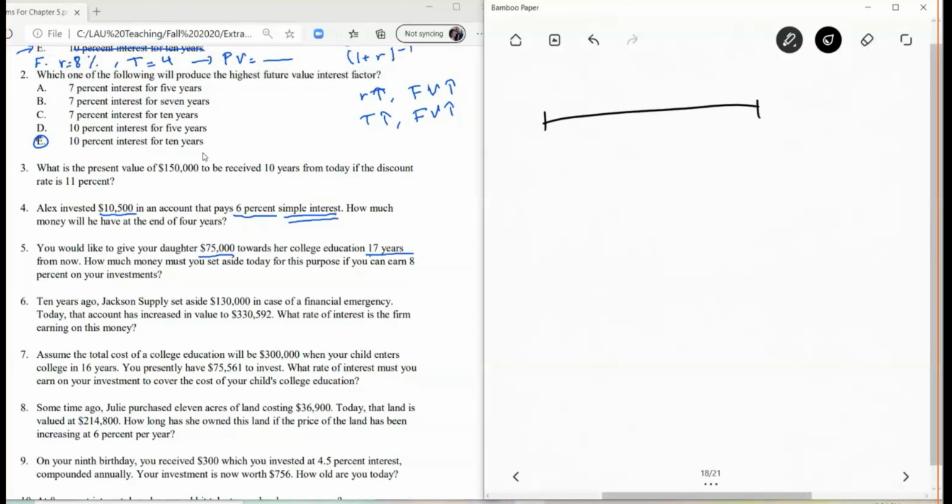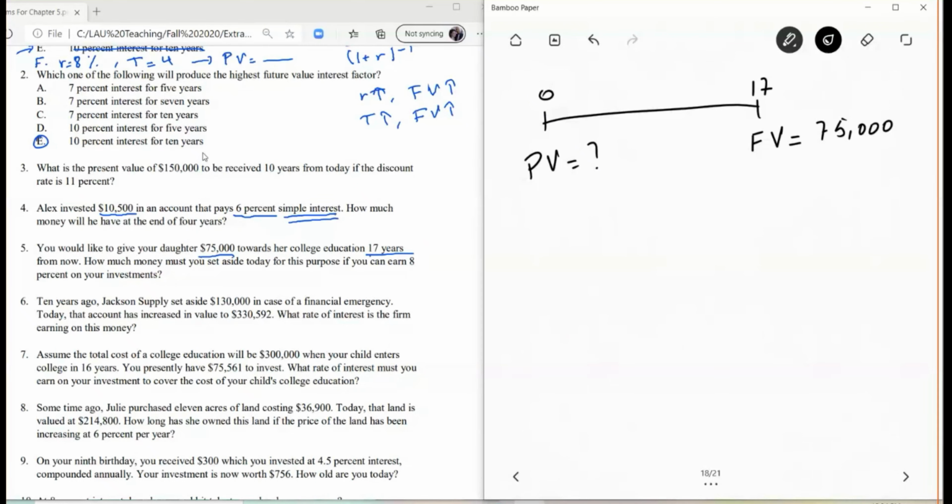So here, the $75,000, you need to have it after 17 years. This means that the future value is equal to $75,000. This is the amount of money that you will need later on in the future. You need to determine how much money you should set aside today at time t equals 0. So you need to determine the present value PV, given that you can earn an 8% rate of return. R equals 8%.